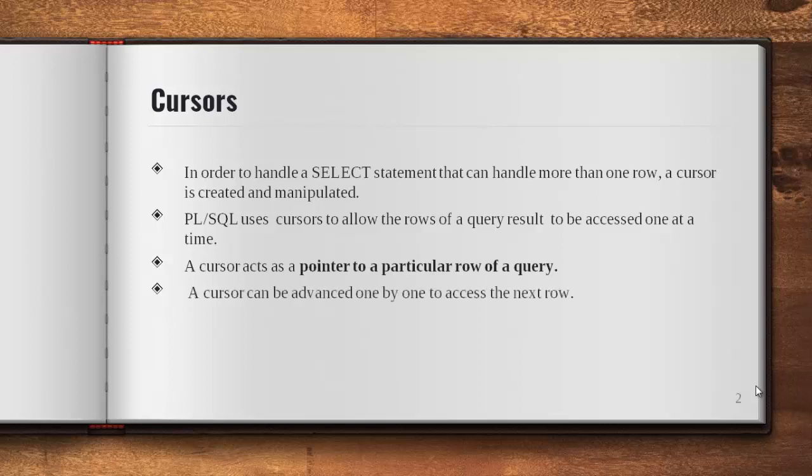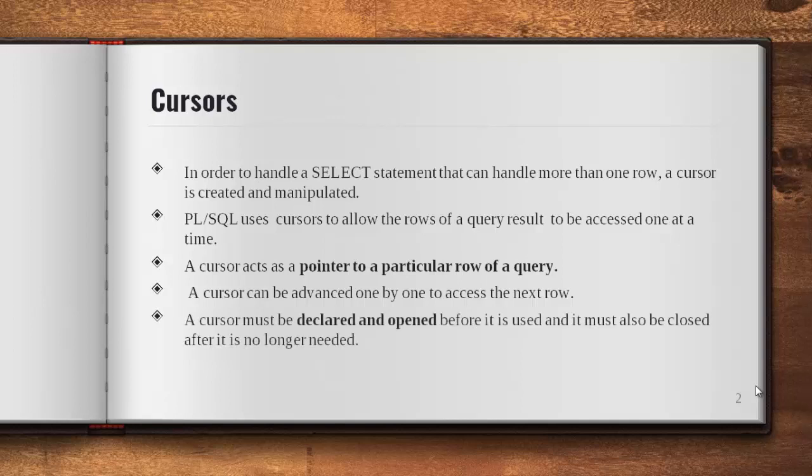A cursor can be advanced one by one to access the next row. So the cursor has to be incremented one by one. We can't retrieve all the records at a time. So when the cursor points to one particular record, it will fetch that record and display it as output. Next, it will advance to the next record. So it can't fetch all the records at a time.